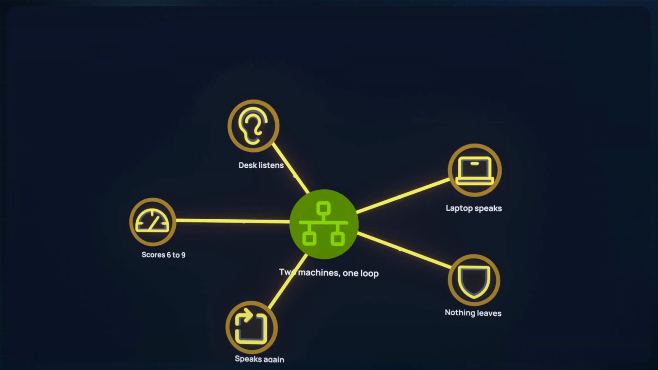The desktop listens a second time and the score climbs. The loop keeps going until a line clears a high bar, say 9 out of 10. Only then is the take accepted. One machine generates and the other judges, and they pass the work back and forth over your own network. There is no cloud and no meter, and nothing ever leaves the two devices on your desk.